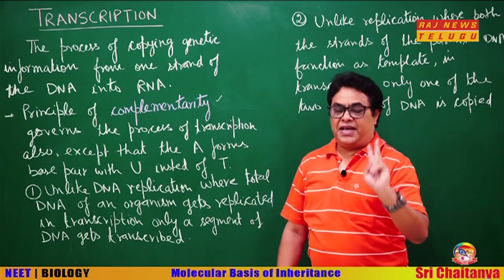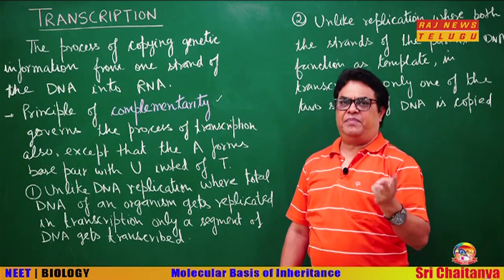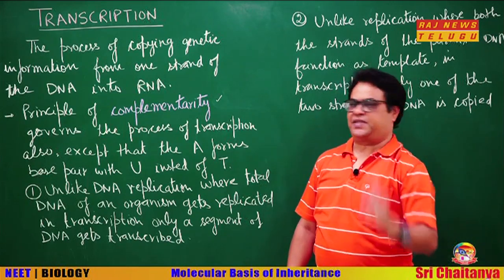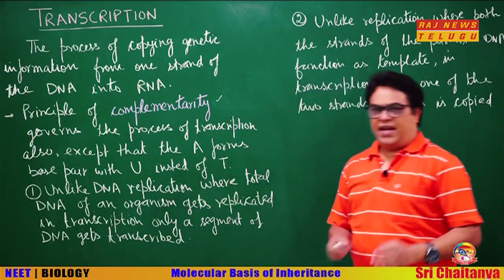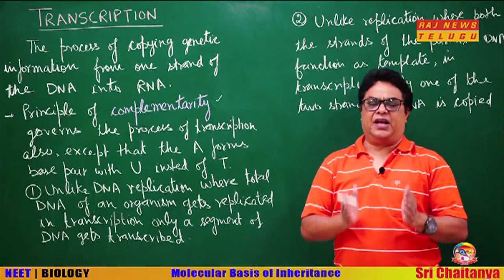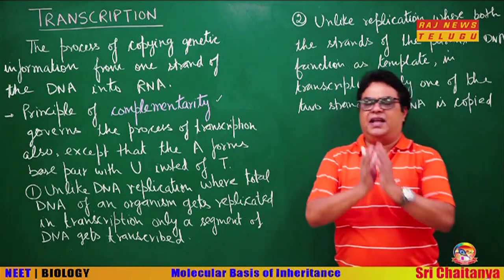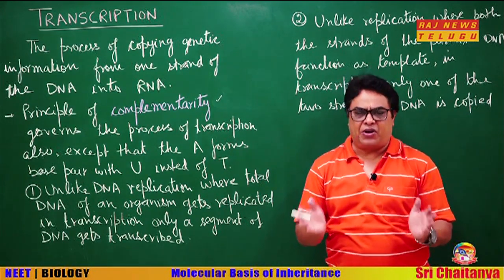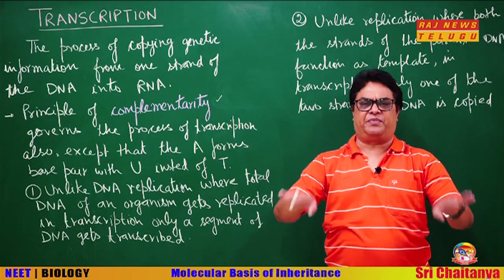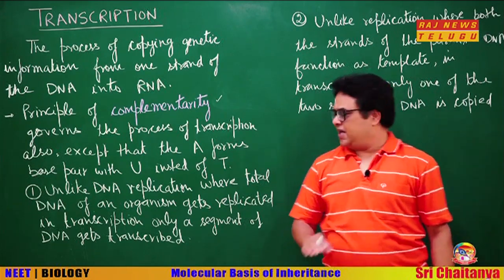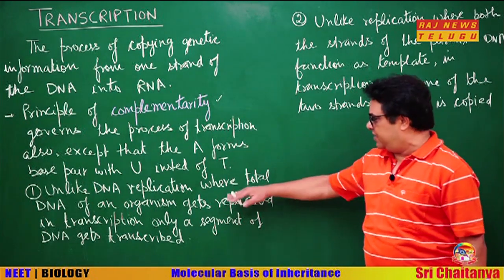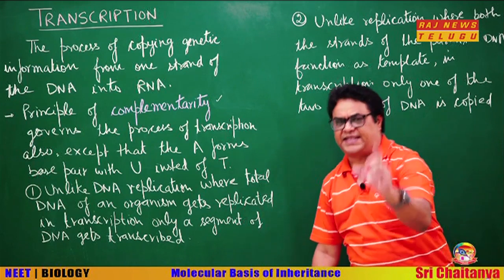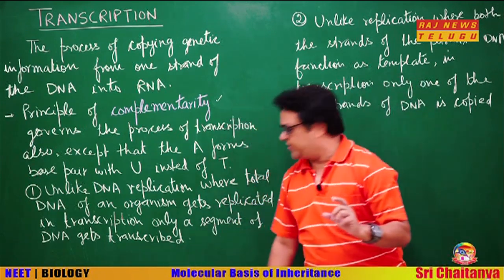Clear? There are two major differences between the process of DNA replication and transcription. Let us try to understand this. You see, in case of DNA replication, once the replication starts, the entire DNA of the cell is replicated, it is duplicated, because it has to be evenly distributed between two daughter cells. But this is not the case with transcription, as you can see. In transcription, only a specific segment of DNA gets transcribed.